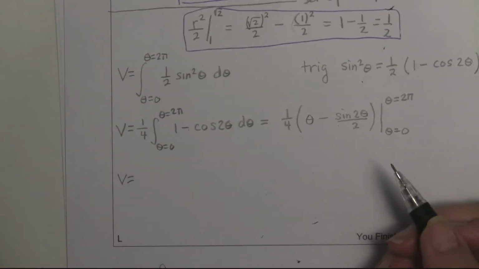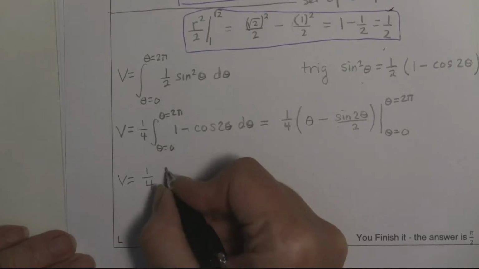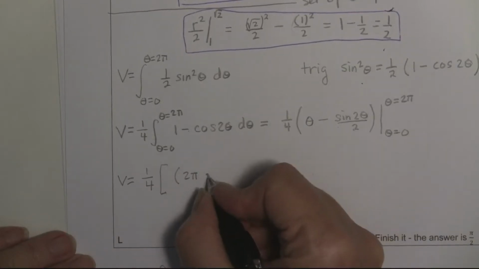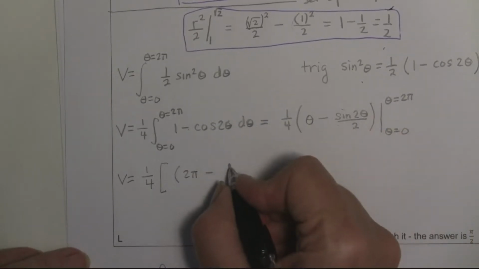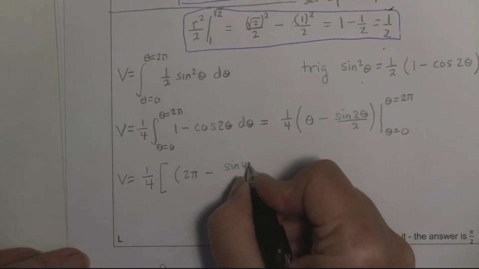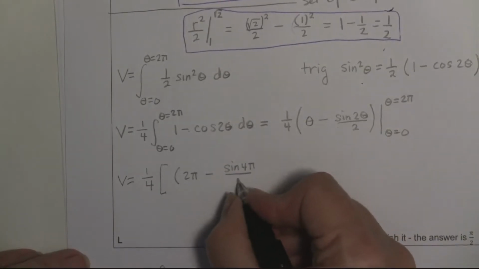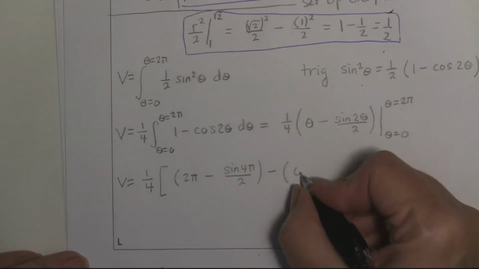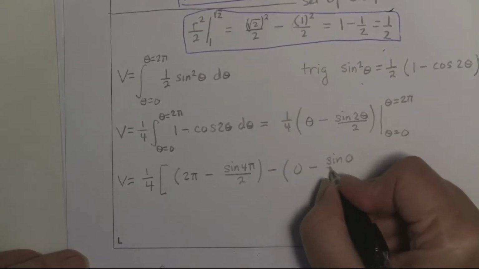And so it was negative, so it stayed negative. And I'm going to be plugging in upper bounds 2 pi. So this is 1/4, and then I'm going to have the upper bound 2 pi minus sine of theta, and the upper bound is 2 pi. So this is sine of 4 pi, right? 2 times 2 pi over 2. Minus the lower bound, 0, and then minus sine of 0 over 2.